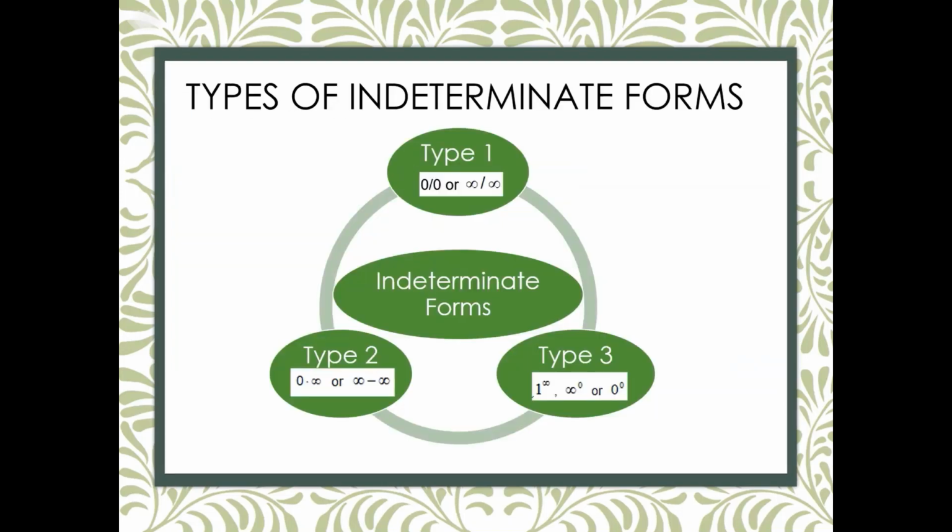Indeterminate forms can be classified into 3. Type 1 refers to 0 over 0 and infinity over infinity. Type 2 refers to 0 times infinity and infinity minus infinity. And type 3 refers to 1 to the power of infinity, infinity to the power of 0, and 0 to the power of 0. In this chapter, you will only learn how to solve the limit of indeterminate form of 0 over 0 and infinity over infinity.